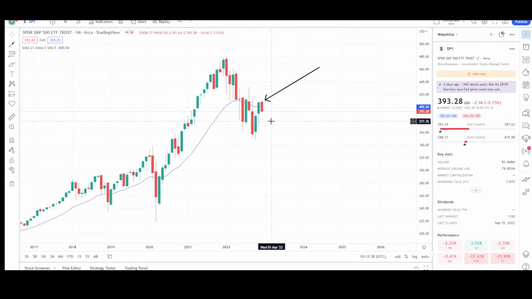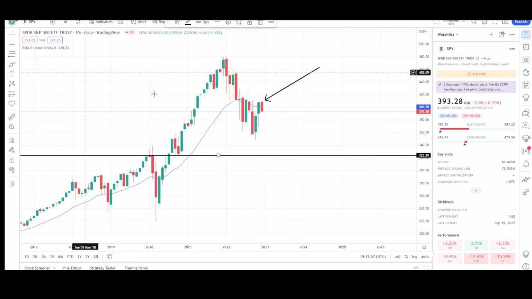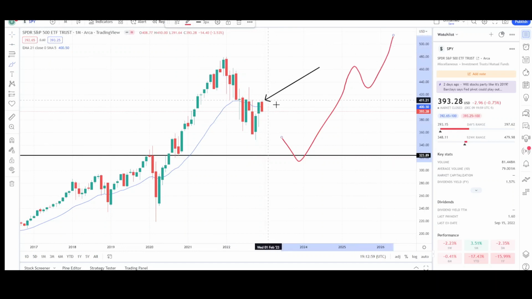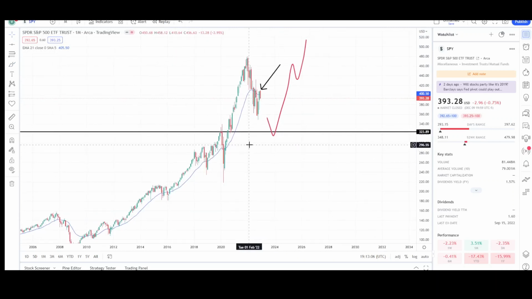Looking like it's weak, looking like it wants to drop. Maybe one day we reach this 323 level, retest this breakout, and then we see a massive move higher. So we'll have to wait and see. But as right now, it looks like the correction is still in play on all the time frames. So that's all I have for the SPY this week.